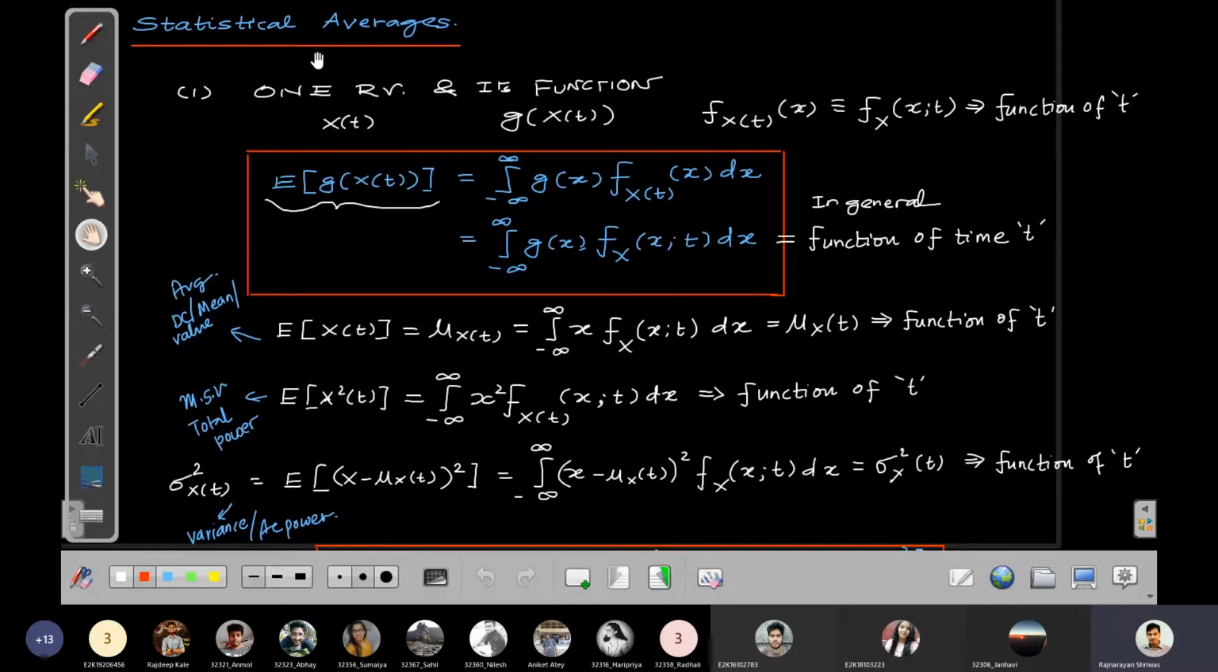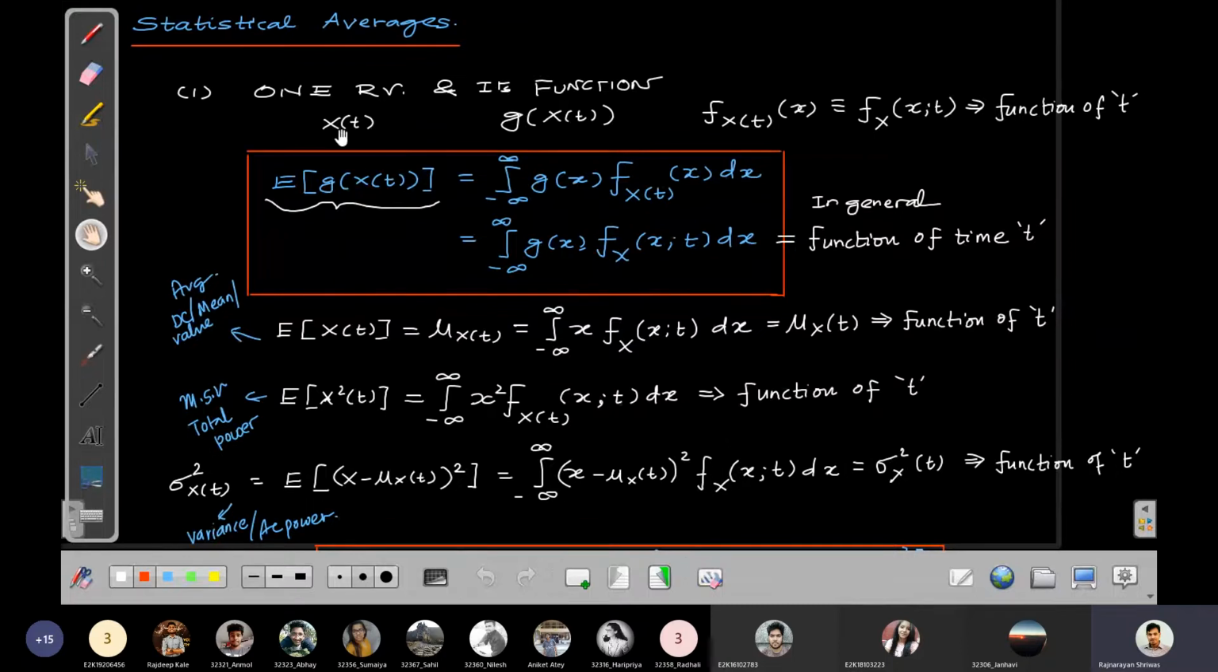There are infinitely many possible statistical averages, but the point of interest is the ones we are going to use a lot. There are only 5 statistical averages that we are going to look into, and that will suffice for our analysis in communication engineering. We can find statistical averages for one random variable, or for a function of that random variable.